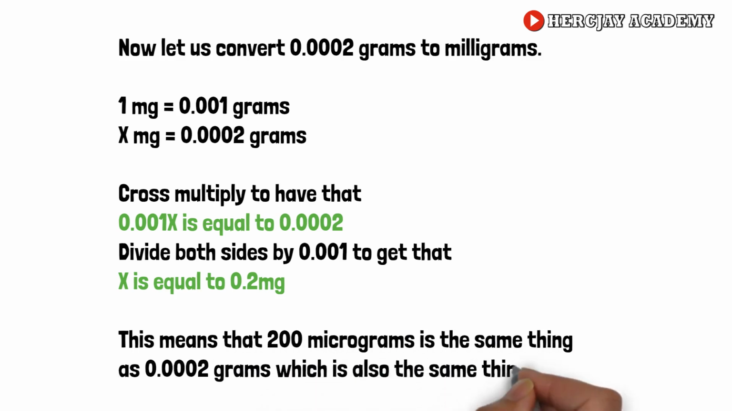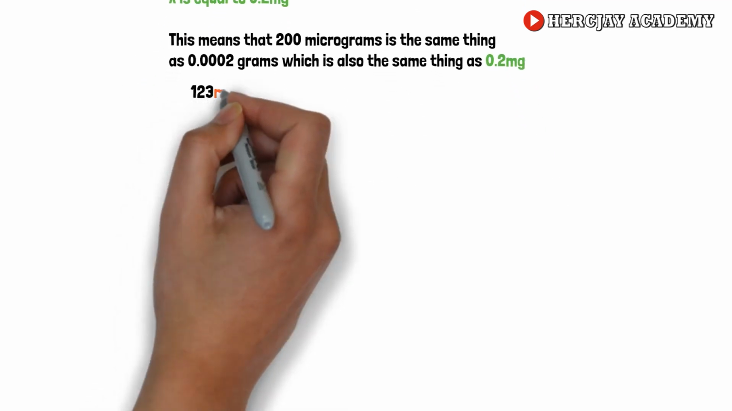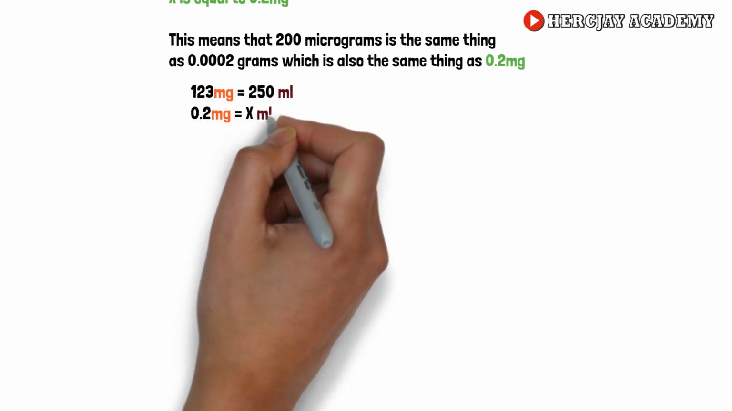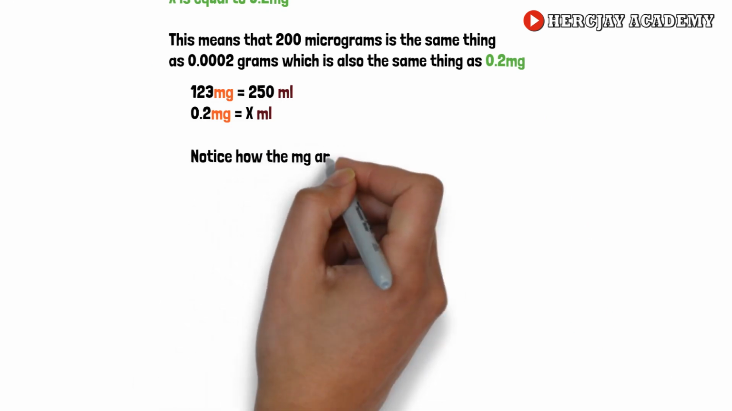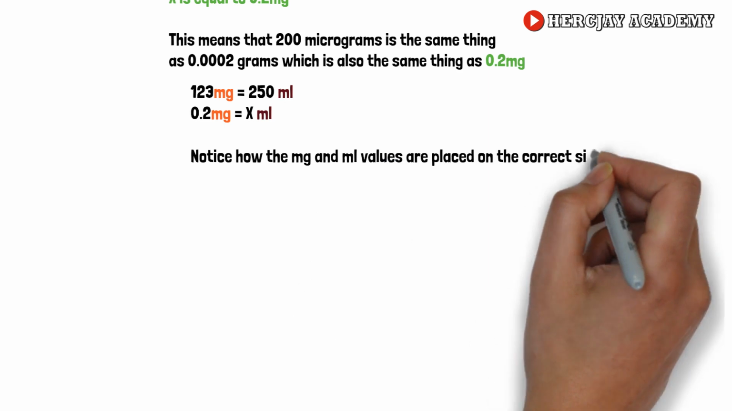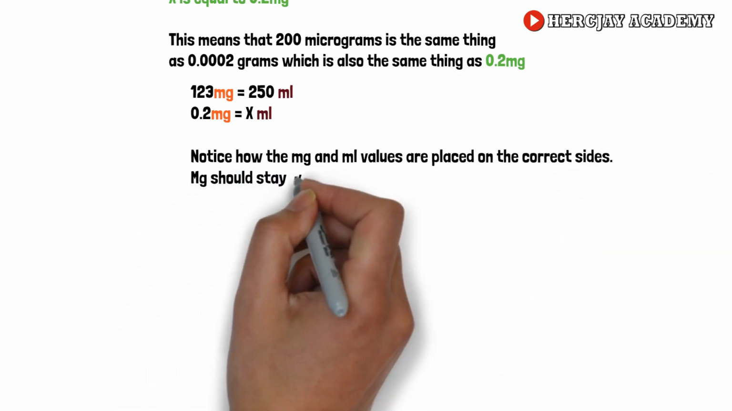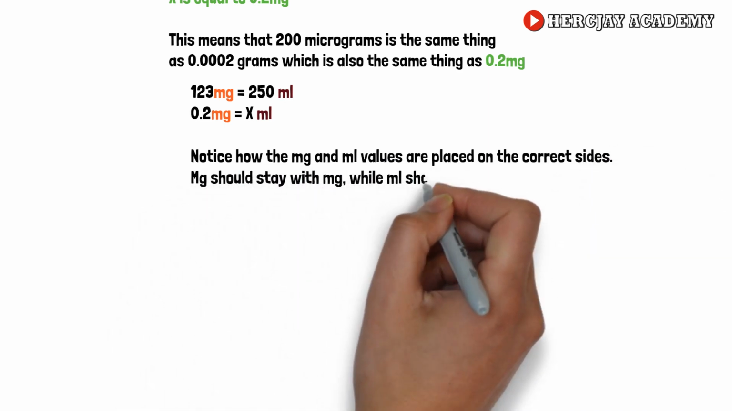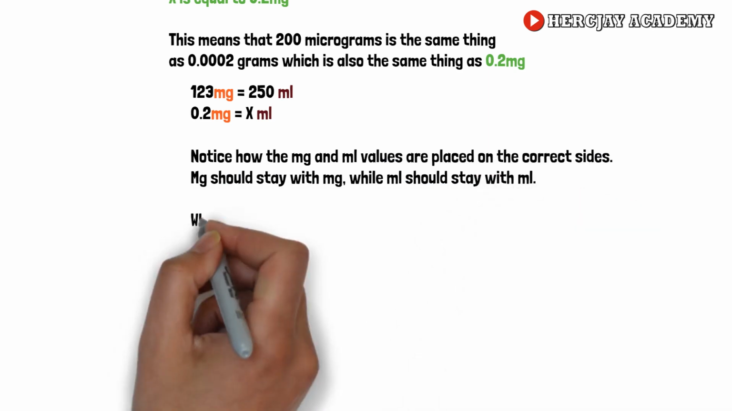Now, let us calculate the volume. 123 milligram is in 250 ml. Hence, 0.2 milligram is in X ml. Notice how the milligram and ml values are placed on the correct sides. Milligram should stay with milligram, while ml should stay with ml with respect to the side of the equation.